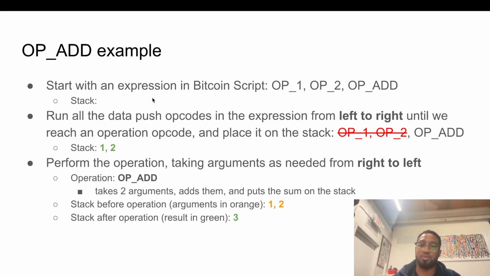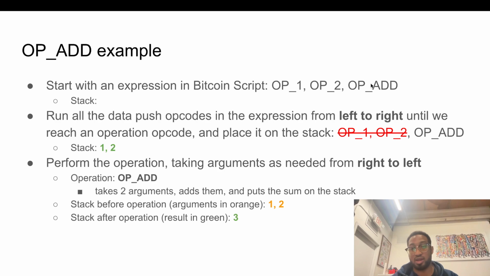Then you run all the data push opcodes in the expression from left to right until we reach an operation opcode, and we place the data that we read onto the stack as we go through it. So first we read op1, we put a 1 on the stack. Then we read op2, we put the 2 on the stack. Again, these are data push opcodes. And then we hit the op-add.